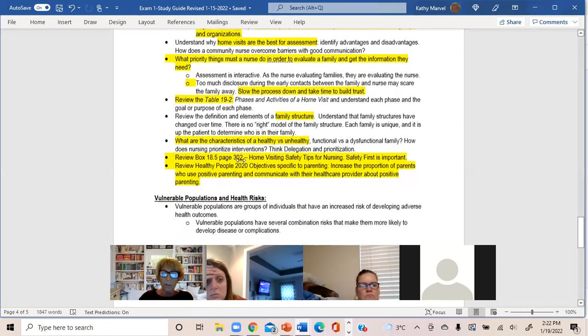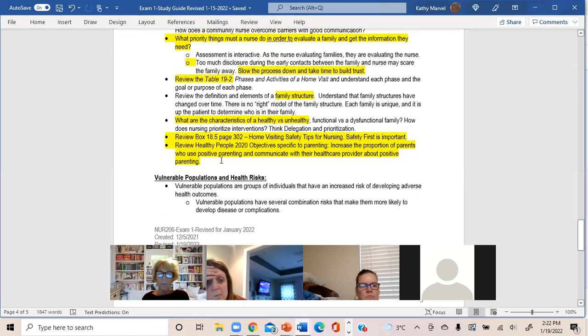Okay, read through this. You need to know page 302, 18.5, home visiting safety tips for nurses. Position yourself between the client and the door. Don't bring a lot of money or valuables. Know your area before you're going in. Check in with your home health agency. These are all safety tips. And again, review Healthy People 2020 objectives.